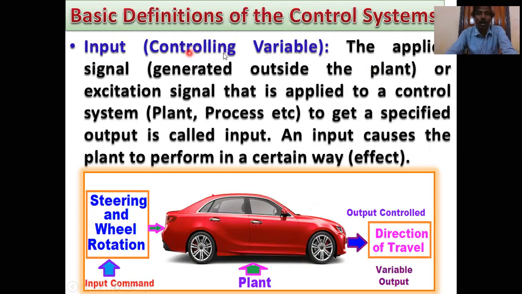So input or controlling variable is the applied signal generated outside the plant, or excitation signal, that is applied to a control system, that means plant or process, to get a specified output. This is called the input, and input causes the plant to perform in a certain way. This is the effect of the system.